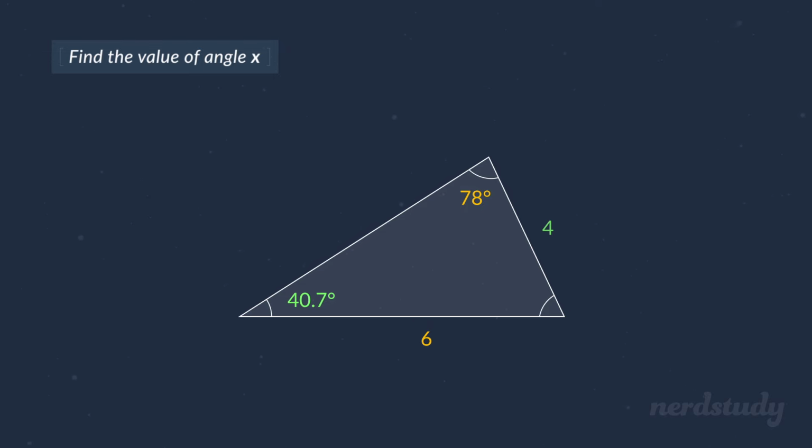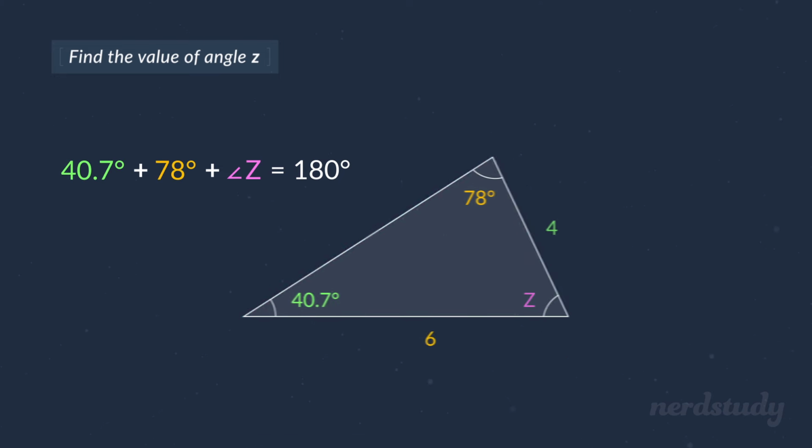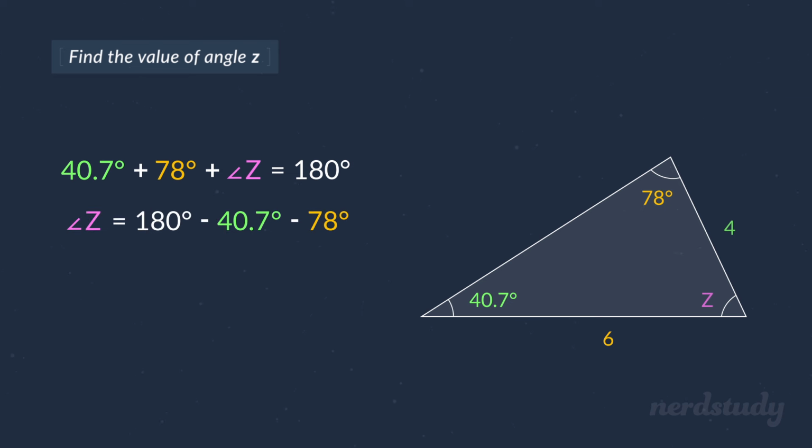Alright, now let's say the question added another aspect to it. What if the question wanted us to find the value of this last angle, labeled, let's say, z? How would we get that? Well, if you remember, all the angles in a triangle always add up to 180 degrees. And since we now have two angles within this triangle, all we'd have to do is 180 minus 40.7 minus 78 to get 61.3 degrees as angle z. And remember, since we rounded 40.7 earlier, this angle would also be an approximation.